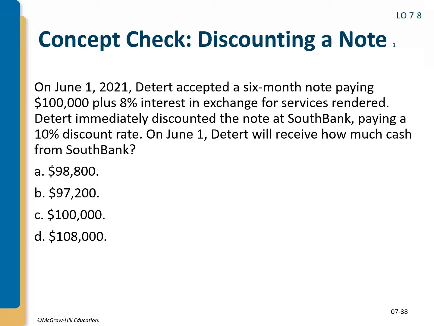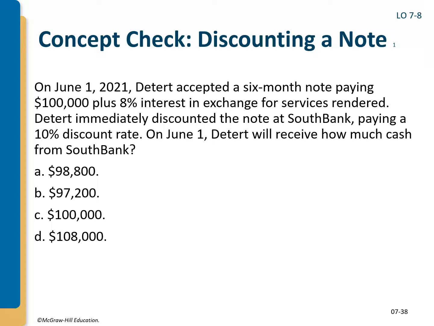June 1, debtor accepted a 6-month note paying $100,000 plus 8% interest in exchange for services rendered. Okay. They immediately went to the bank and said, we want to sell this to you, paying a 10% discount rate. So the bank charged them a 10% rate. How much cash will debtor receive? Well, first of all, find the maturity value of the note. 100,000 times 8% for 6 months, times 6/12. The interest is $4,000 on that. So the maturity value is 104,000.